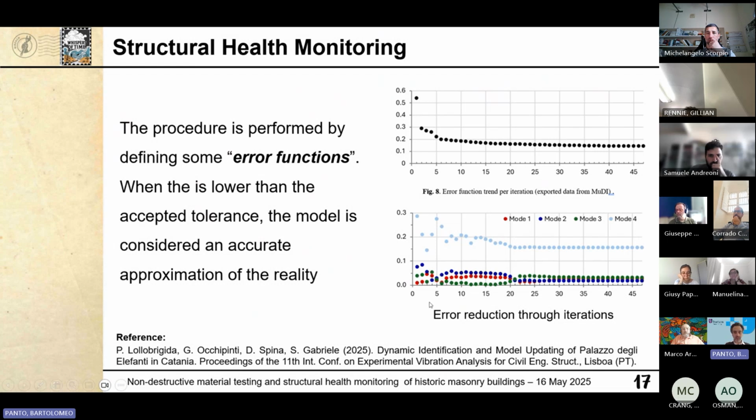And here, what you see in these graphs is the number of iterations, so the number of changes to the model, to try to capture the experimental shapes of vibrations. And this paper will be presented at the conference in Lisboa in July 2025.